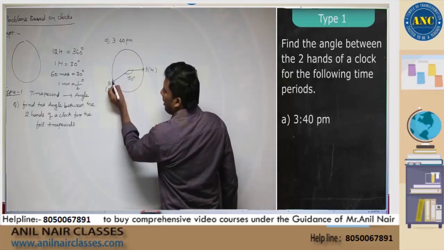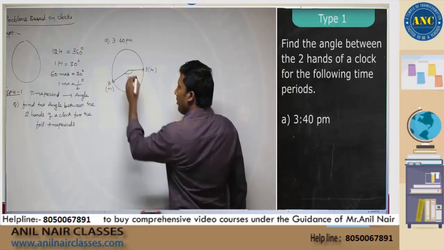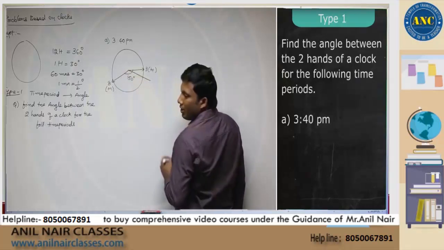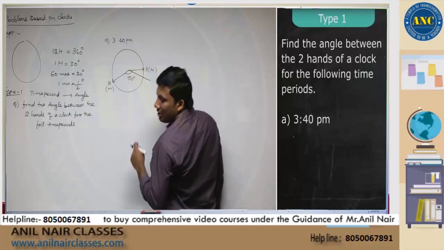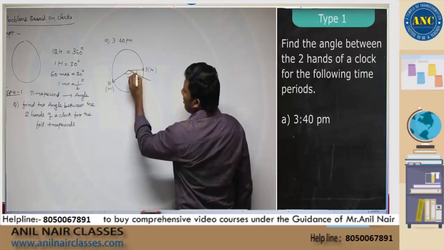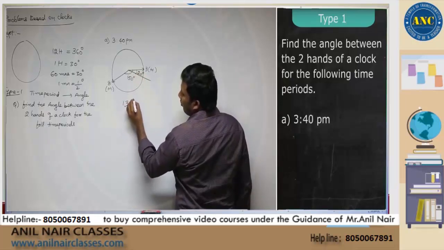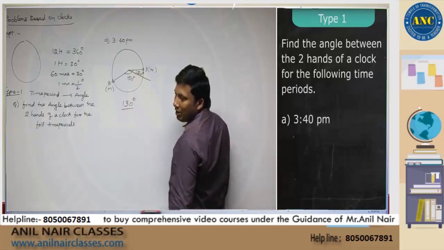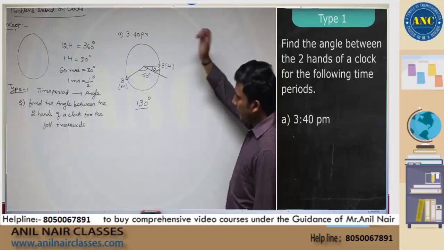Now, when the minute hand reaches 8, our hour hand will not be at 3. It will move for some time. How much time will it move? 40 minutes. 1 minute, what is the angle? Half degree. 40 minutes means 20. Out of 150, 20 more. What is the answer? 130. Are you all with me?